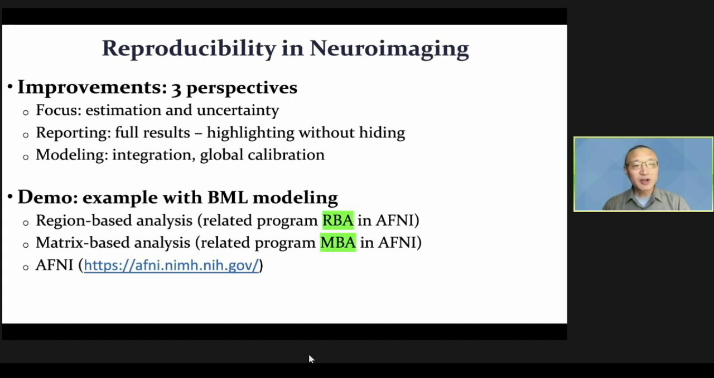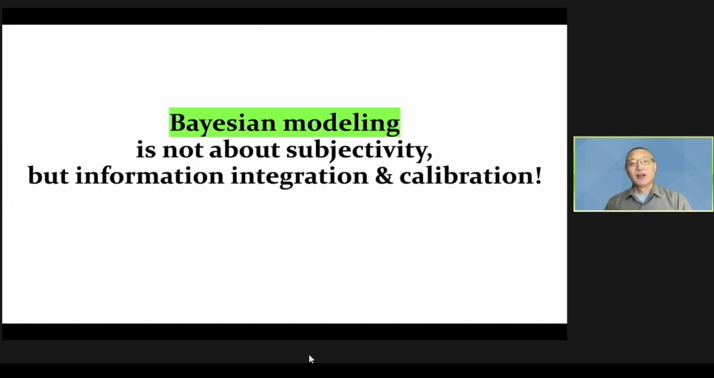So the third perspective, we can improve the modeling by integrating all the information, and provide some calibration process that will achieve higher efficiency. So lastly, I would just want to say, contrary to the public impression, Bayesian modeling is not about subjectivity. Instead, we adopt the approach to more efficiently integrate and calibrate the information, presenting a more powerful tool.